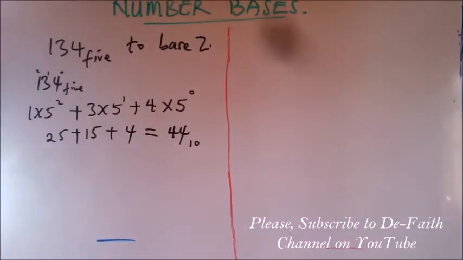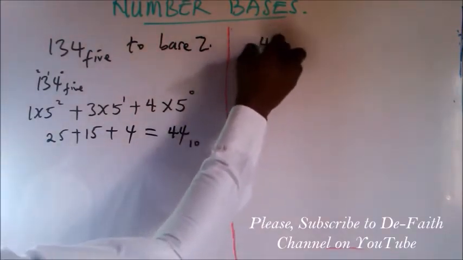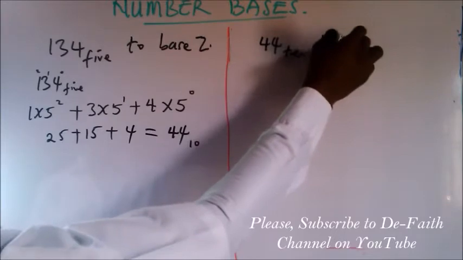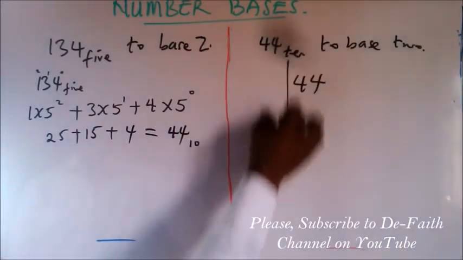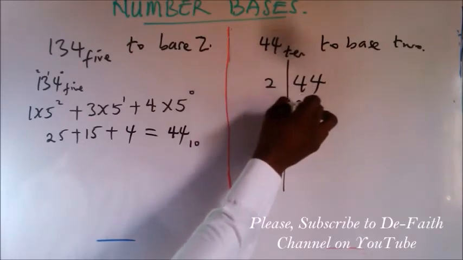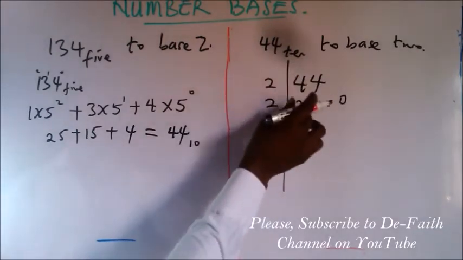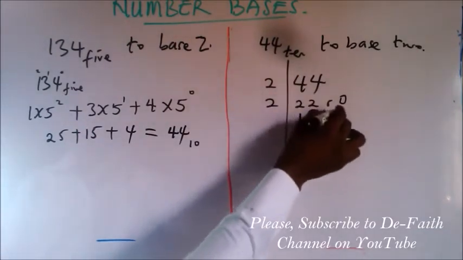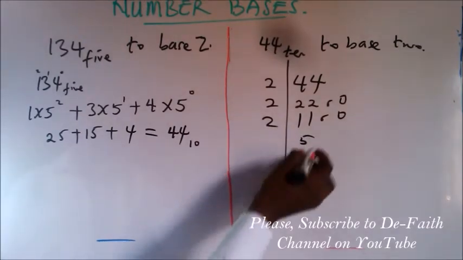Now, we'll convert it from base 10 to base 2. So 44 base 10 to base 2. We'll have 44 here, and we have 2. 2 here, 22, remainder 0. Because 2 times 22 gives us 44. 44 plus 0 is still 44. Then 2 into 2, 1. 2 into 2 here, 1. Then 0 again. 2 into 22, that's 2 times 5 gives 10.